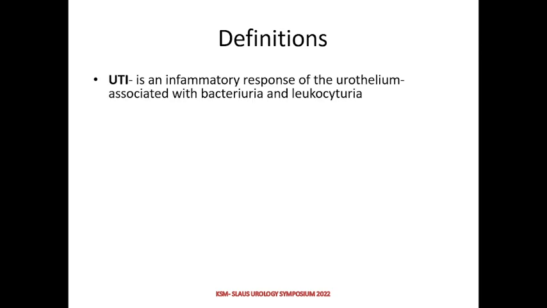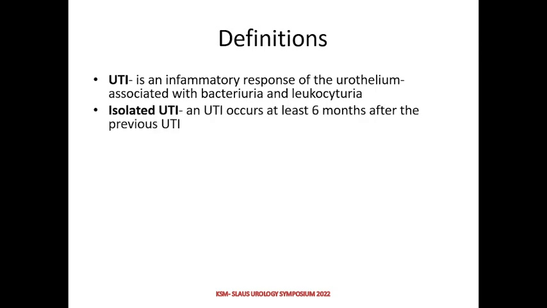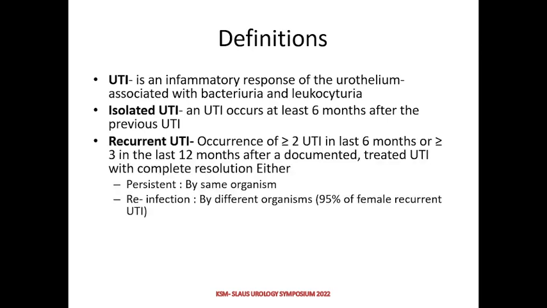We'll go through simple definitions. Urinary tract infection is an inflammatory response of the urothelium and is usually associated with bacteriuria and pyuria. Isolated UTI is an occurrence of UTI at least 6 months after the previous urinary tract infection. And recurrent UTI should be more than 2 in the last 6 months or more than 3 in the last 1 year after a well-documented, treated, and complete resolution of a UTI.